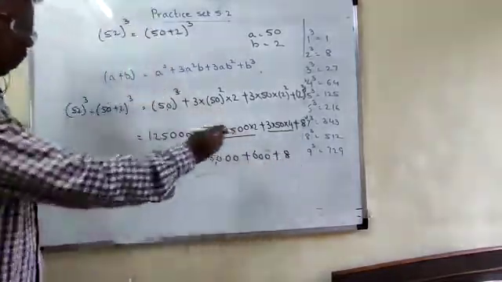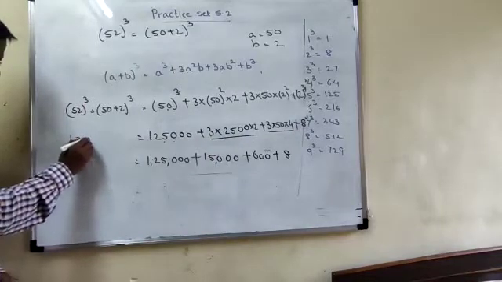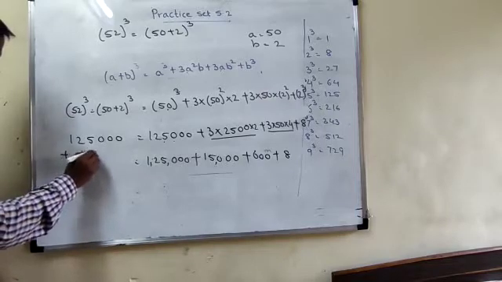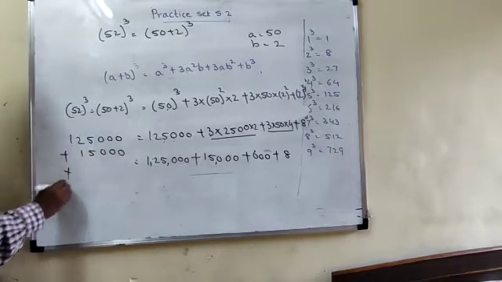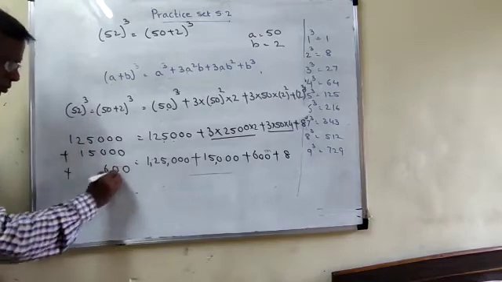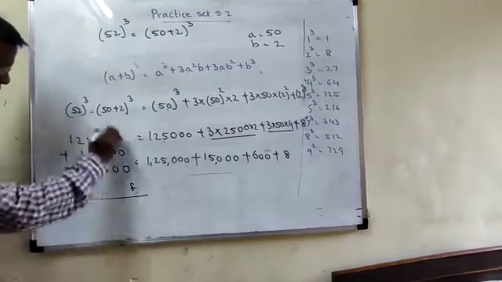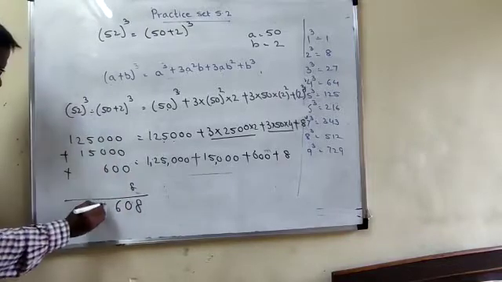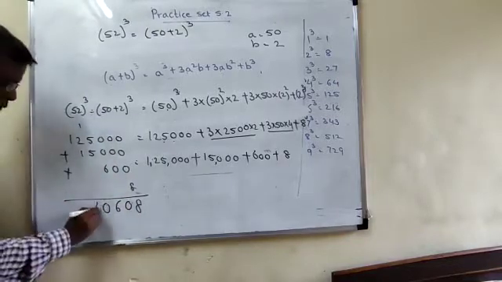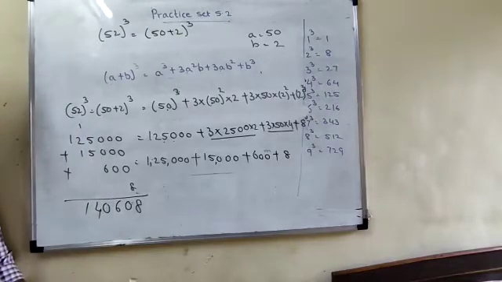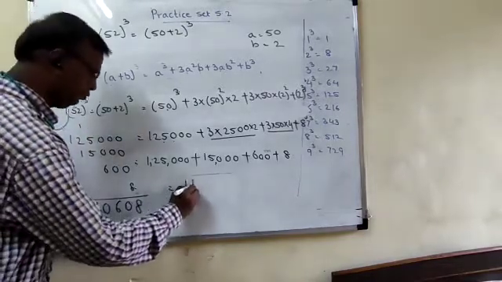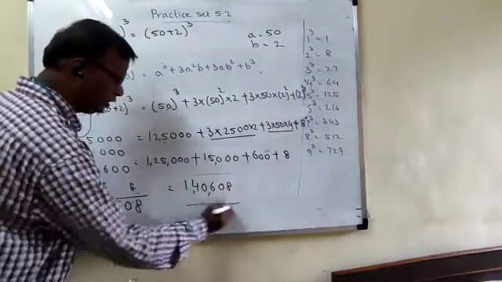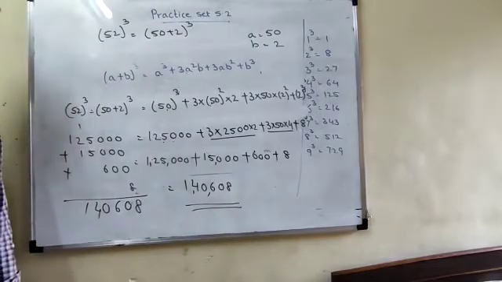Now we have to add this one. I'll write here 125000 plus 15000 plus how much? 600 plus 8. Add this one. 8, 0, 6, 10, 4 and 1. Okay, so the answer is 140608. That is 1,40,608. Okay, any doubt?